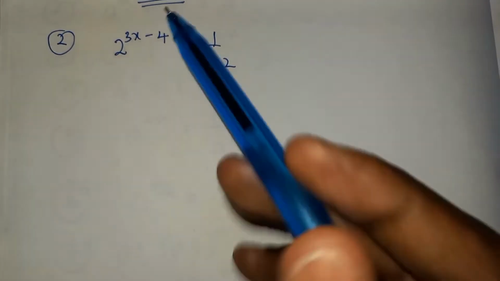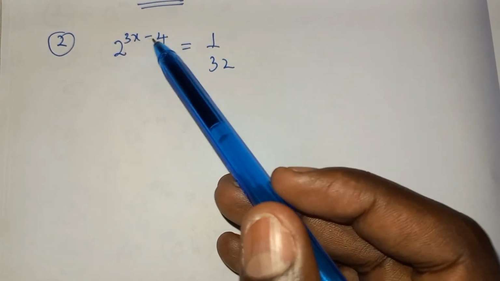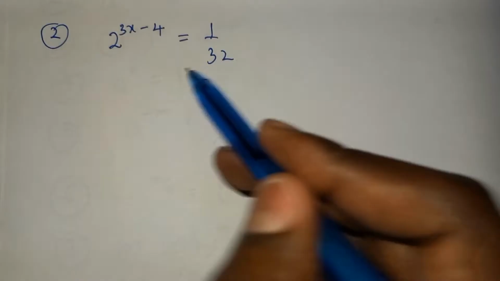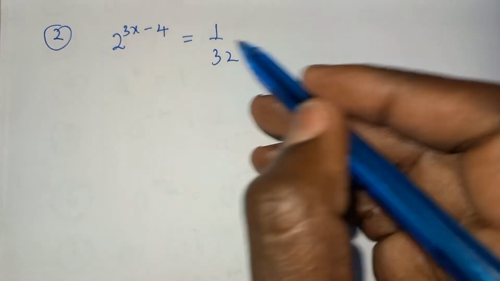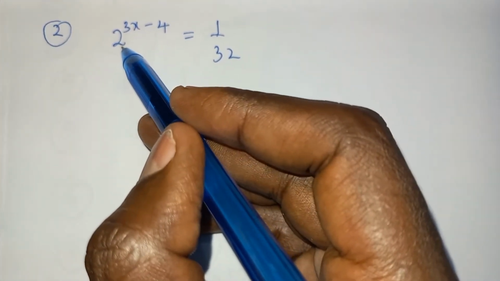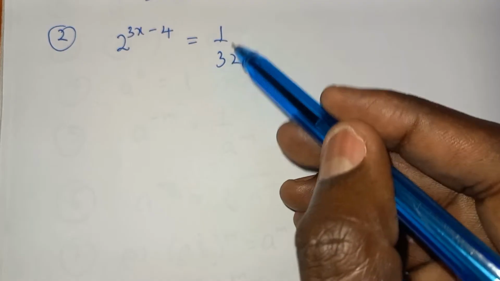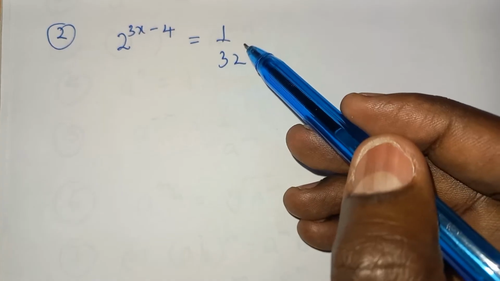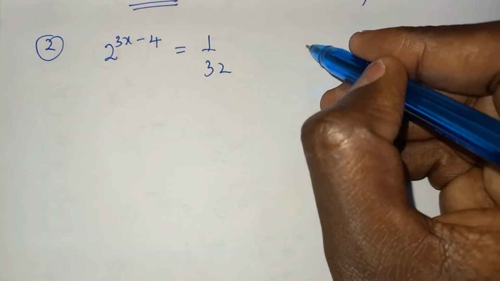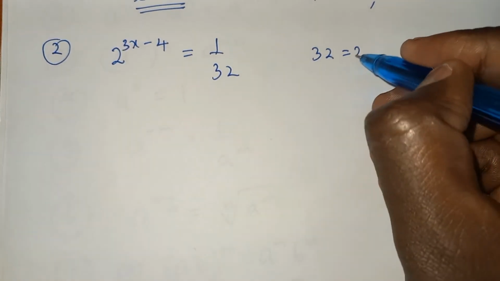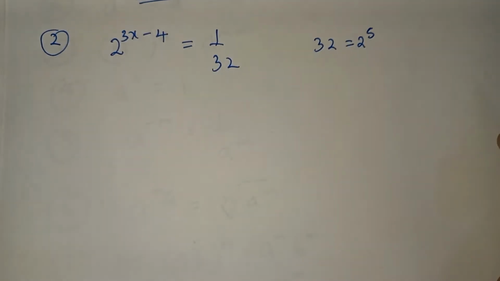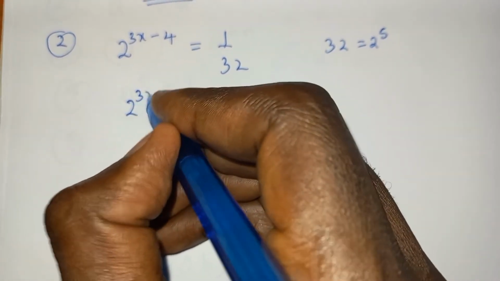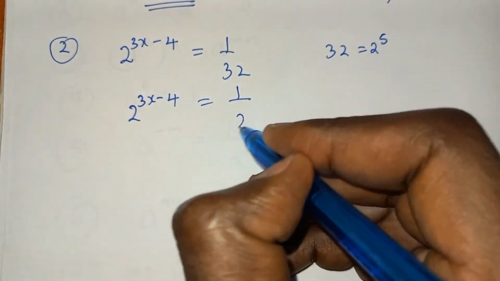Now, the second problem says that 2 raised to power 3x minus 4 is equals to 1 over 32. Now, again, since the left-hand side is a power of 2, we could think of trying to express the right-hand side as a power of 2. Now, we know that 32 is 2 raised to power 5. So we could rewrite the problem as 2 raised to power 3x minus 4 is equals to 1 over 2 raised to power 5.